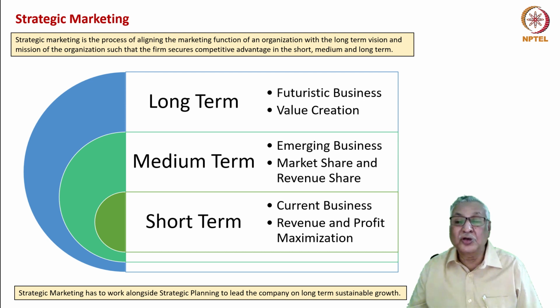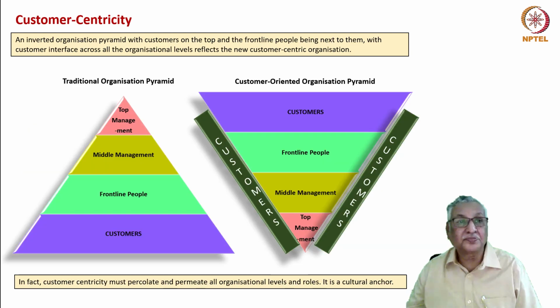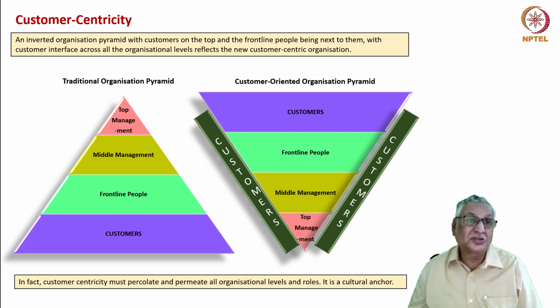In that term, you have a number of emerging businesses that are going to seed themselves and grow along with your core business. And there will also be much greater influence and importance of market share and revenue share as the metrics. Along with revenue share, profit share also will come. But in the long term, strategic marketing and strategic business development will look at futuristic businesses and value creation. To be successful, strategic marketing has to work alongside strategic planning to lead the company on long term sustainable growth. And in this, customer centricity plays a very important role.